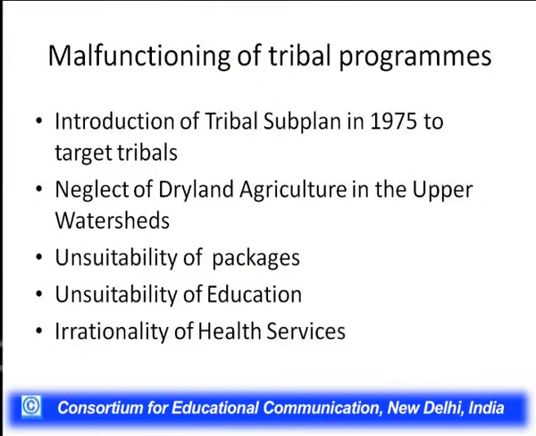dry land agriculture in the upper watersheds, and this problem was not sadly taken up in a positive manner during this plan. Then another problem was the unsuitability of packages. The packages that were devised were not really conducive to the issues that were faced by the tribals, and therefore, again it was a top down approach rather than a bottom up approach that could have made a difference.